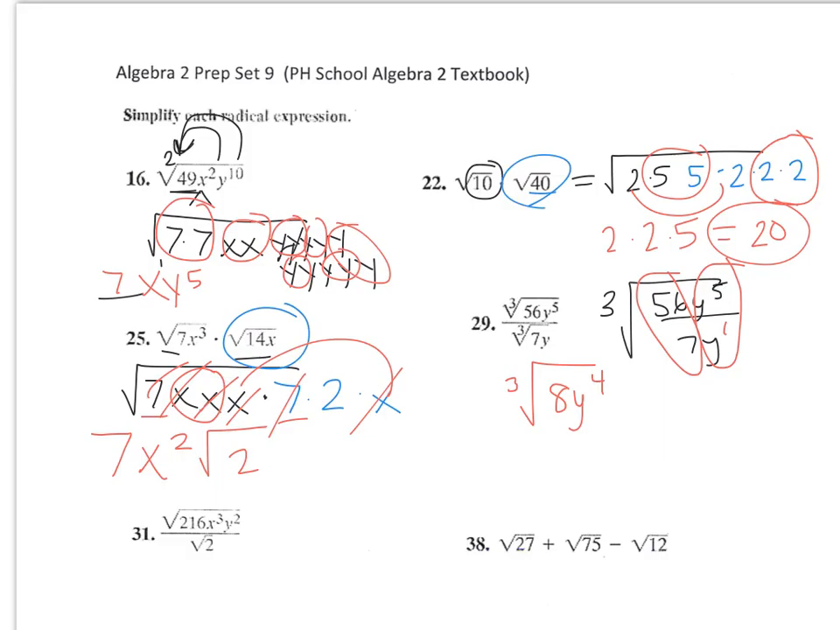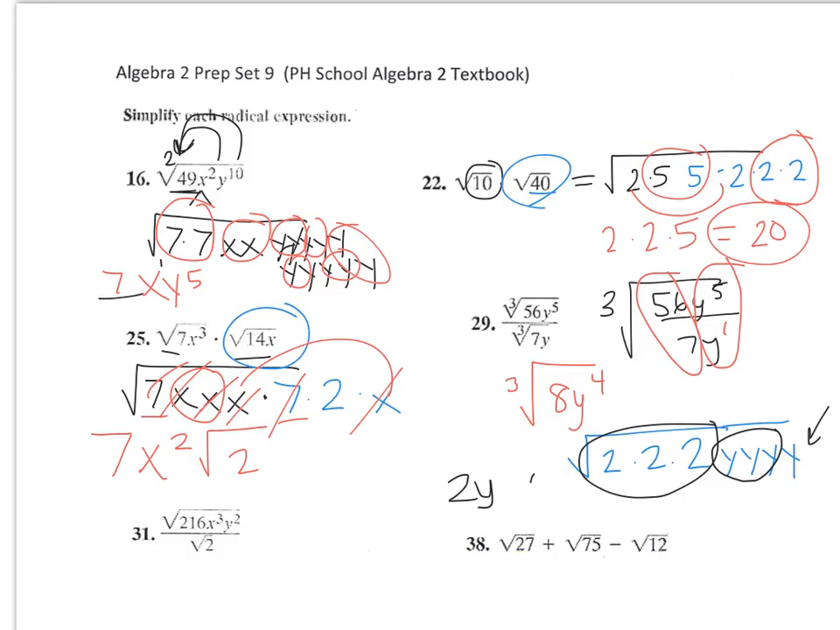Now I'm doing the cube root of 8y to the 4th. So this is going to be 2 times 2 times 2, and then 4 y's. When you're doing the cube root, you take them out in groups of 3. So I have a 2 on the outside, 1y, and 1y left on the inside that doesn't have another group of 3. Make sure that you're writing the cube root right here. So that's my answer.